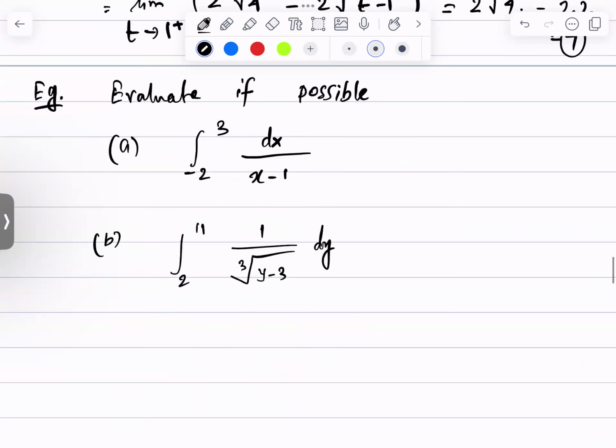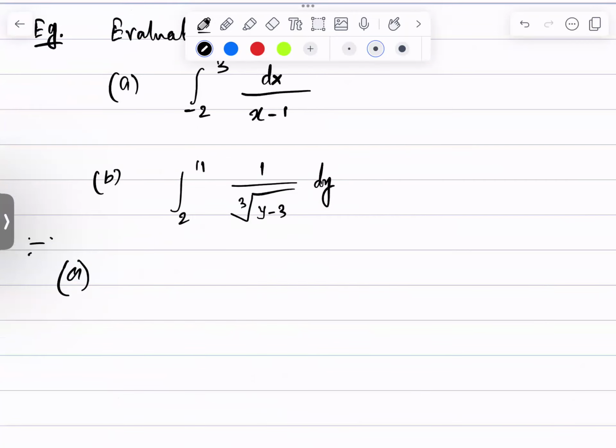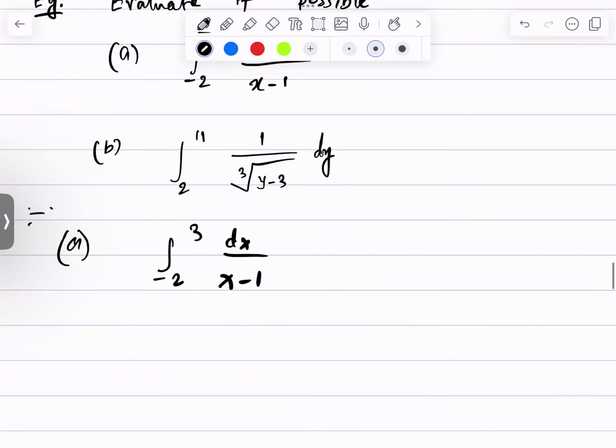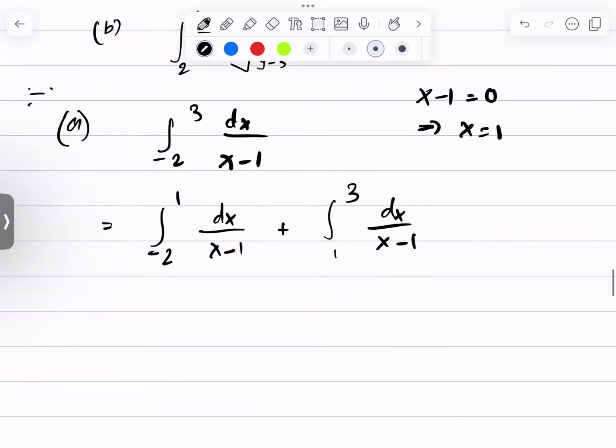Second example, I have two problems in that. Say I'll solve A first. Okay, so I have the integral from minus 2 to 3 of dx over x minus 1. Clearly the function has a vertical asymptote at 1 again, right? And this time 1 is inside negative 2 and 3. So therefore I should split the integration like this: minus 2 to 1 and then 1 to 3, dx over x minus 1 plus dx over x minus 1. Okay, so far so good.